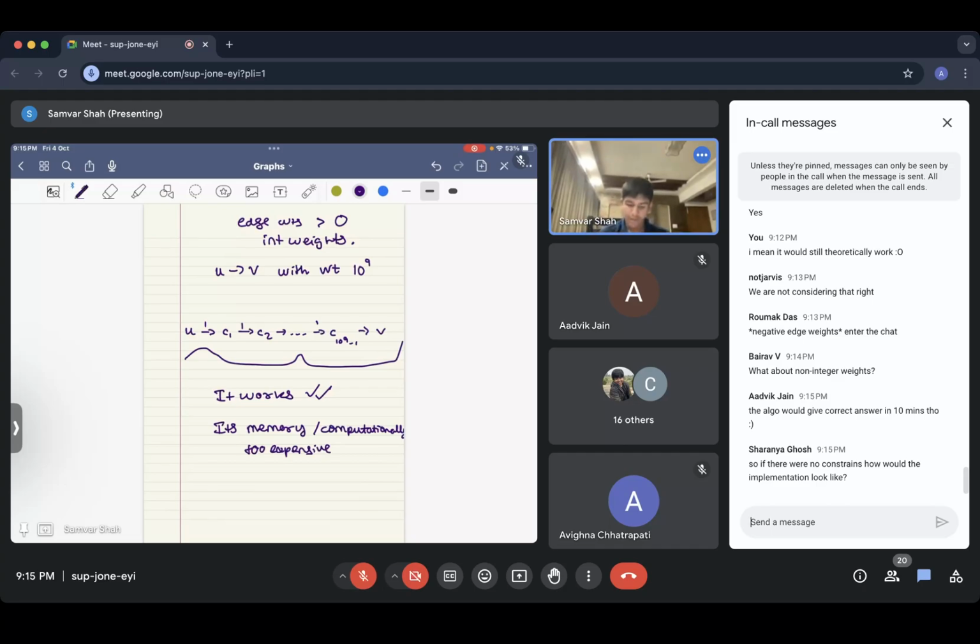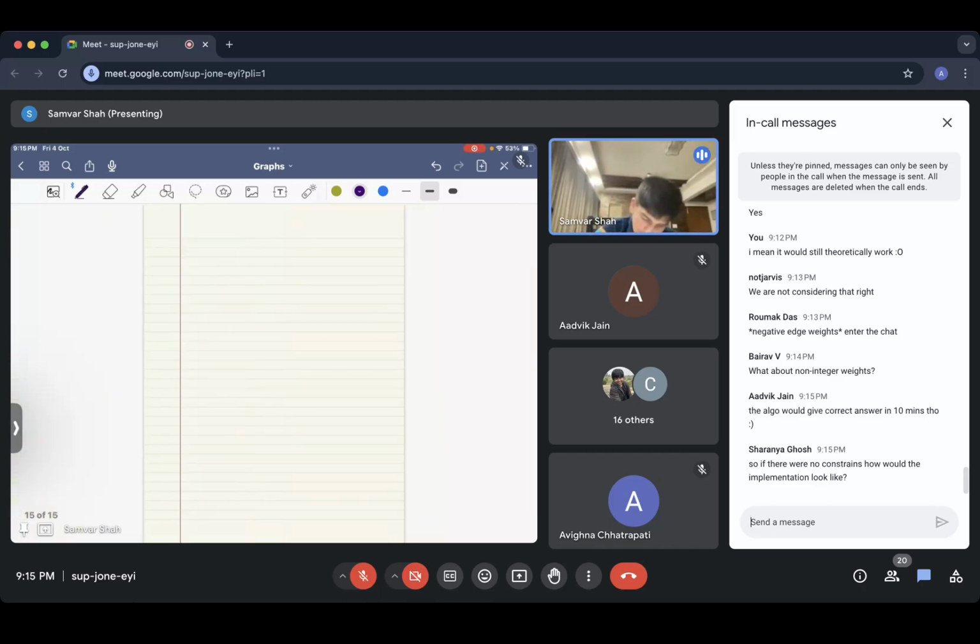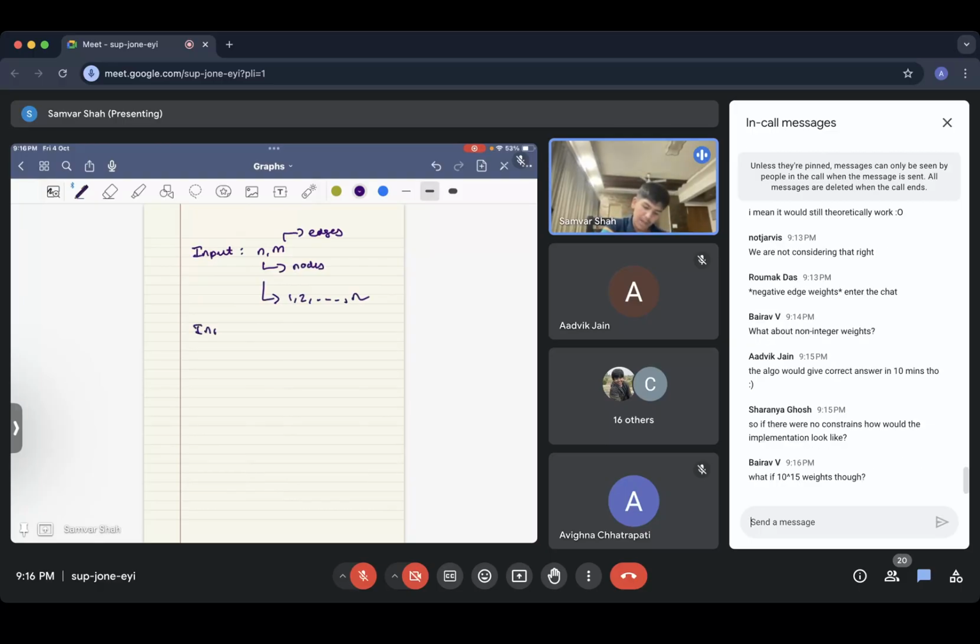Okay. So the implementation would look like this. My input is n and m, which are the number of nodes and edges. This is basically the format we'll always use. N is the number of nodes, m is the number of edges. And just for simplicity's sake, I'm going to say that my nodes are labeled 1, 2, all the way up to n. Then my next input would be edges.